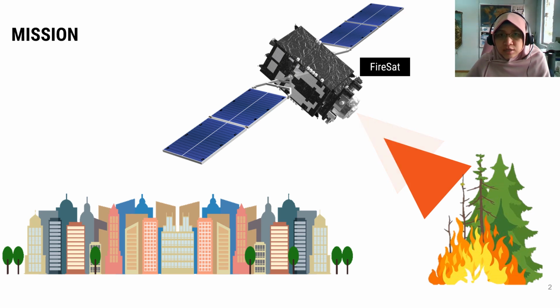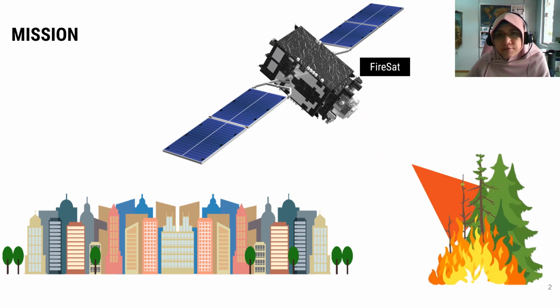As shown here, this satellite is called FireSat, and the mission for the satellite is to locate forest fires. Thus, the subject for the satellite is fire. The satellite will not just locate any fire, but predefined fires, such as how big or how hot, which area, and other important characteristics.